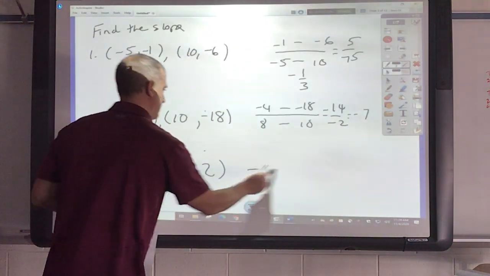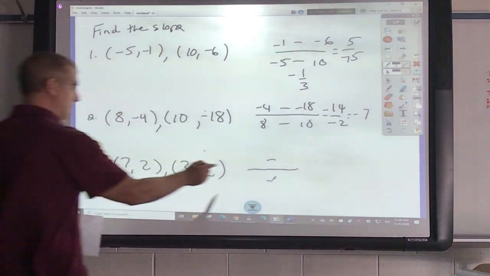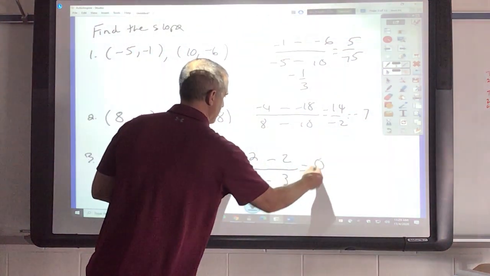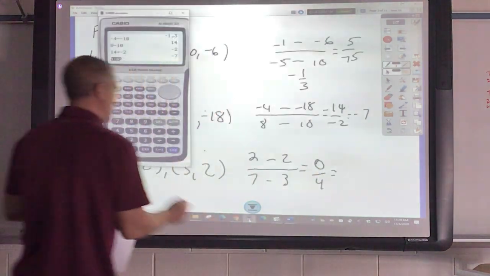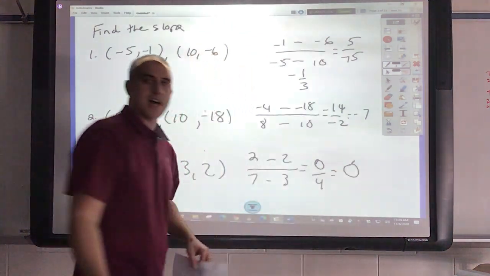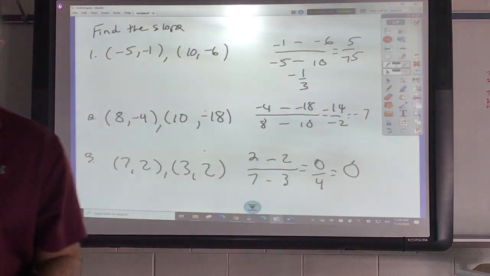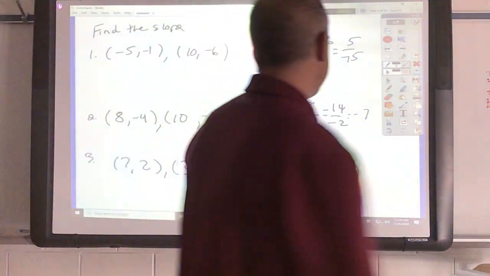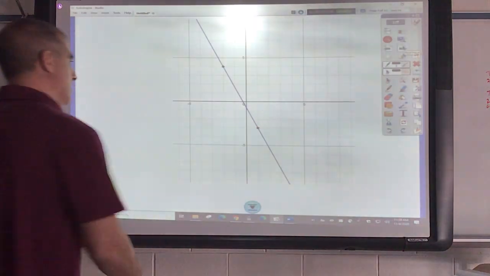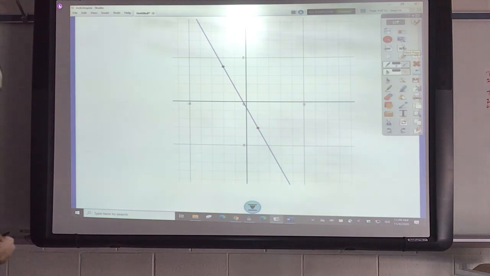Last one. Let's turn the wheel: 2 and 7. Turn the wheel: 2 and 3. That's going to be 0 over 4. Let's check that in the calculator. That's 0. That's not undefined for that one, because you actually will get an answer for that. Now, let's move on to finding the slope with the graph.